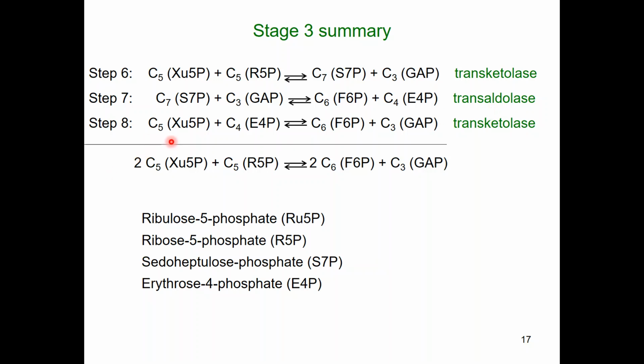And finally, the remaining molecule of xylulose 5-phosphate reacts with one of the products of step 7, erythrose 4-phosphate, again ketose and aldose, to form a ketose and an aldose, catalyzed by transketolase. And here we have the net reaction for this stage 3.